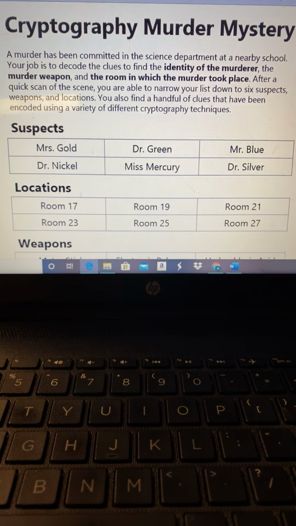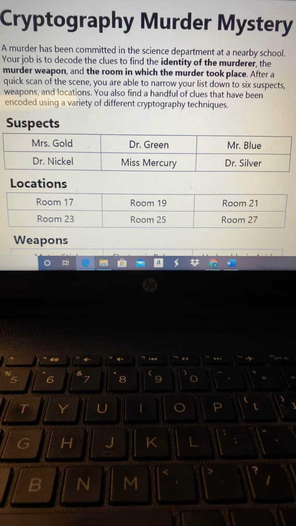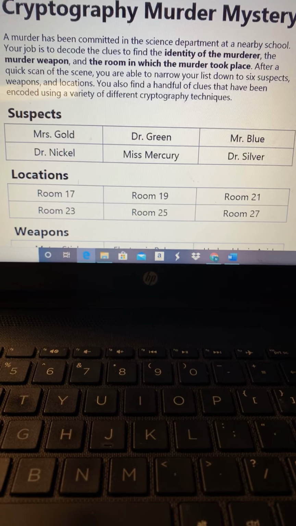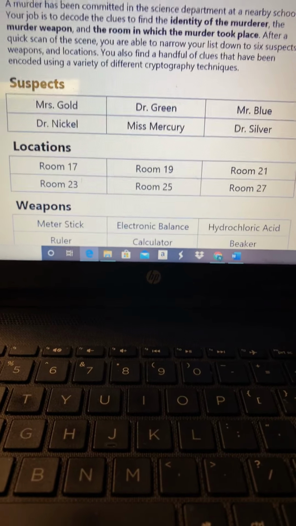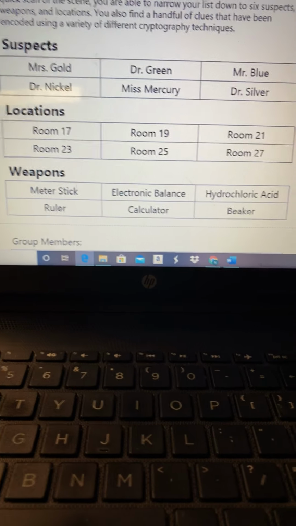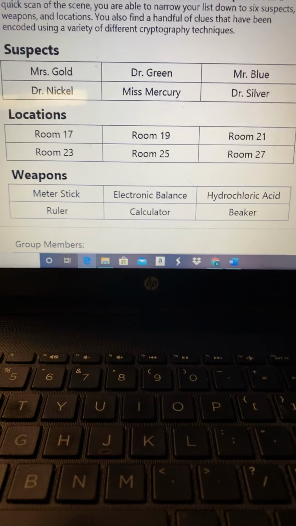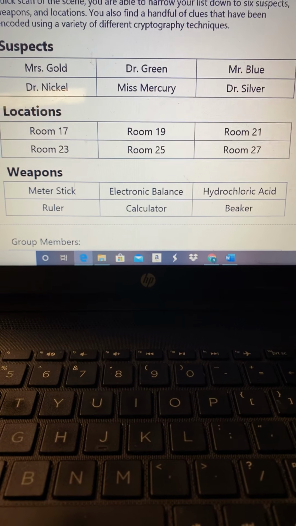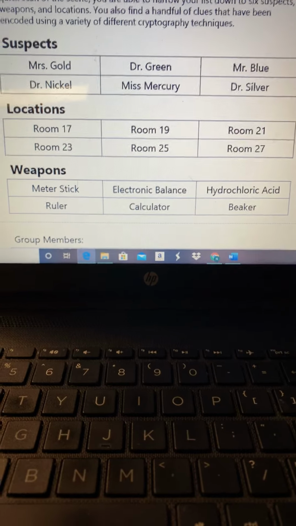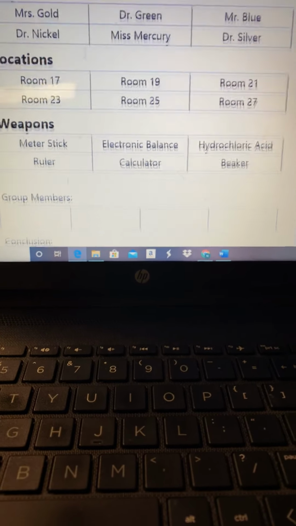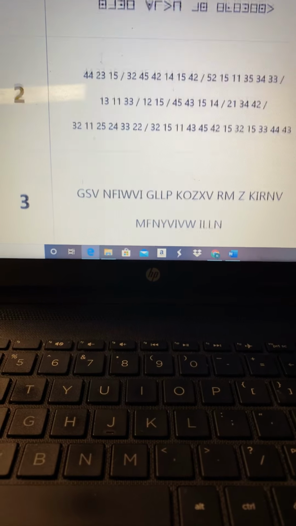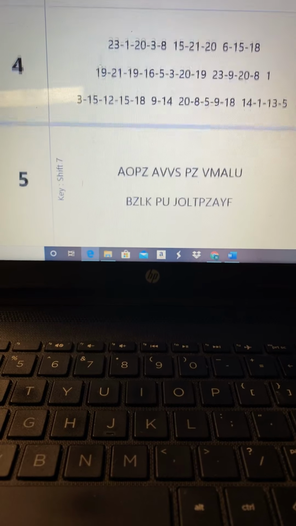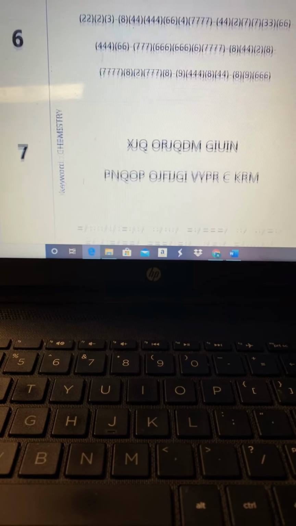All right. Your suspects are Mrs. Gold, Dr. Green, Mr. Blue, Dr. Nickel, Miss Mercury, and Dr. Silver. They could be in room 17, room 19, room 21, 23, 25, 27. And their weapons are either a meter stick, an electronic balance, a hydrochloric acid, a ruler, a calculator, or a beaker. Okay? So you are not doing this in groups, but here are the different codes that you are trying to break. And I'm going to explain this in just a minute, but this is your first document.